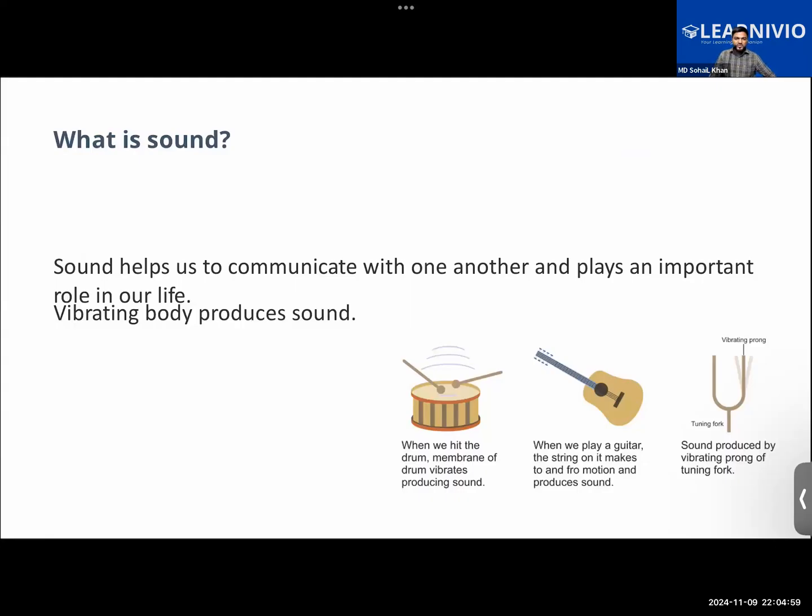So talking about sound, we say that sound is a form of energy. Simple. Sound is a form of energy that is produced whenever an object is vibrating, or certain parts in the human body are vibrating. Now the question comes: it's a form of energy, so it must be traveling in some way from one place to another. We'll be learning about that also, like how it travels. But the first thing is that the major cause of sound is vibration.